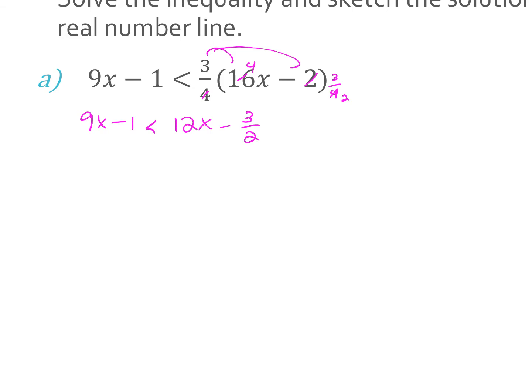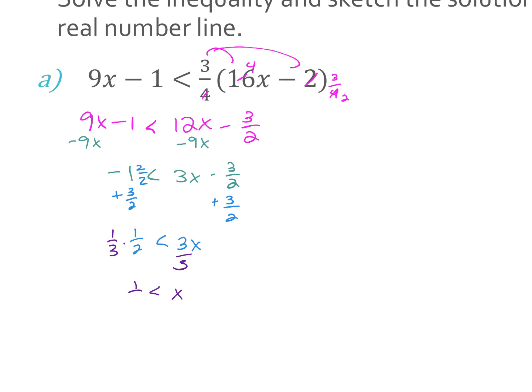Then I can subtract the 9x. Add the 3/2, which would be the same thing as 1.5 minus 1, so 1/2, less than 3x, and then divide both sides by 3, which is the same thing as multiplying by a third. Now we usually try to rewrite this so that the variable is on the left-hand side because that's how our brain reads it. So this would be x is greater than 1/6.